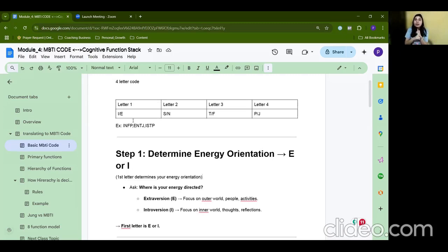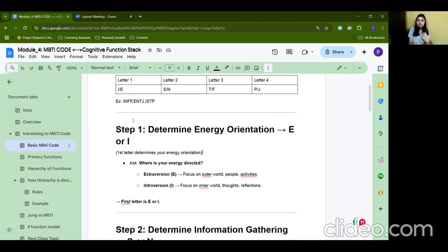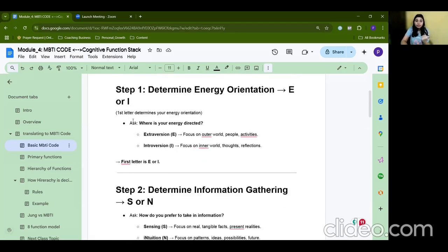The first letter determines your energy orientation. You need to ask yourself, where is your energy directed? Is it directed outwards on the outer world, people and activities? Then you might be an extrovert. If it's directed towards your inner world, towards your inner thoughts, inner reflection, then you might be an introvert. All right. So we have both extroverted and introverted sides to us, but one of them is dominant. So we have to think, what is my dominant energy orientation? That will determine your first letter, E or I.